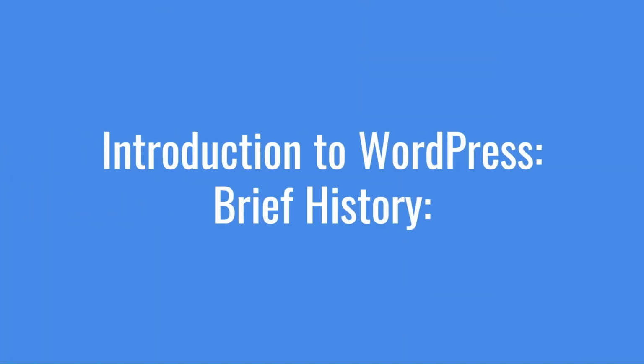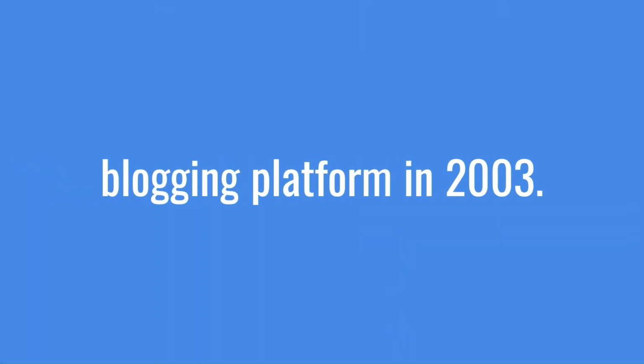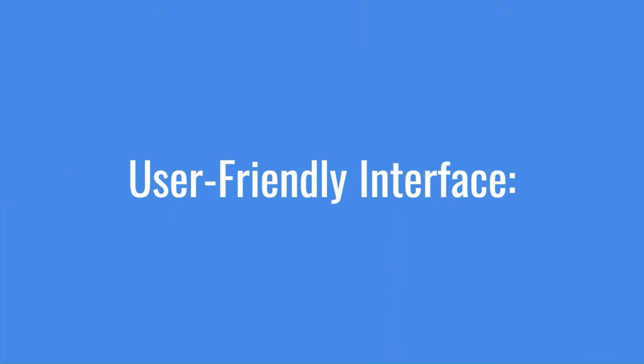Introduction to WordPress. Brief history. WordPress started as a blogging platform in 2003. Over the years, it evolved into a versatile content management system, CMS, powering various types of websites.